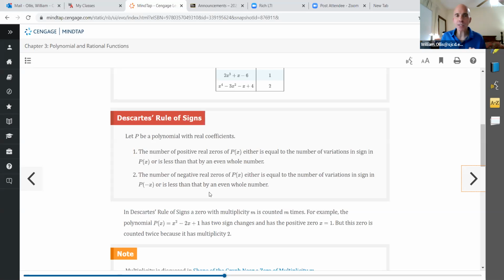Okay, and then we might say, well, what are the possible cases for negative real zeros? For instance, if we have negative zeros of P, how can we figure out how many we may have? Well, we look at the number of variations in sign. That is, this number is equal to the variation in sign of P of negative x. That's the reflection of the graph of P in the y-axis. Or it's equal to that number or less by an even whole number, less by some multiple of 2. Now, that sounds a little bit complicated, but let me show you how simple it is.